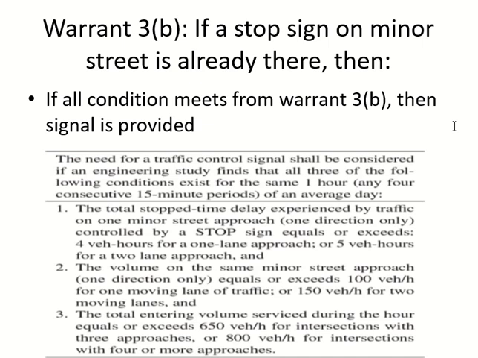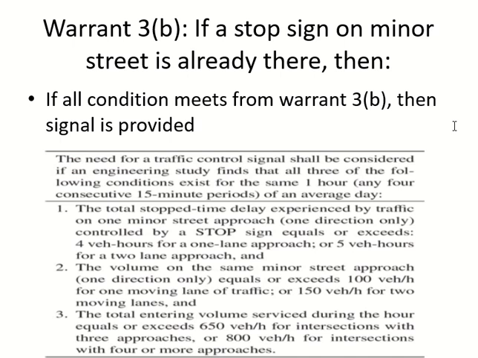For 3B, there are 3 conditions and all 3 must be met. All of them. If you meet condition 1 and you didn't meet condition 2, not done. You have to meet all 3 of them. Clear? What are these 3 conditions? Delay on the minor street is more than these values. This is total delay.